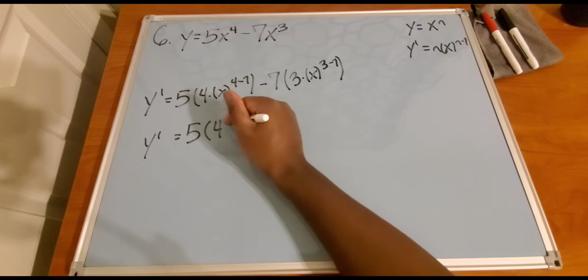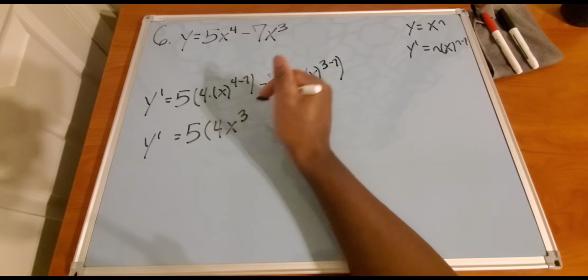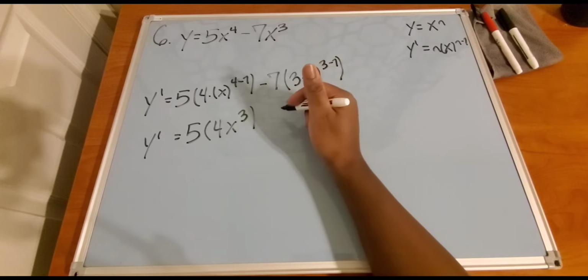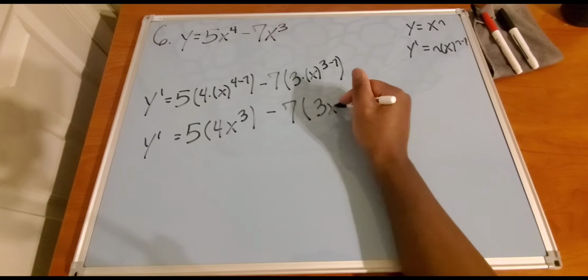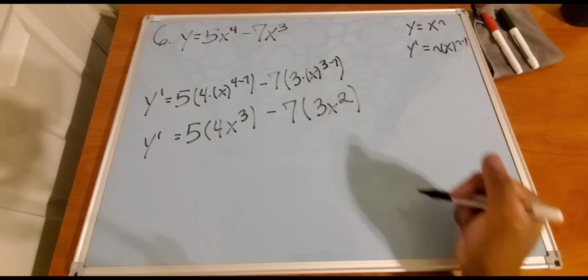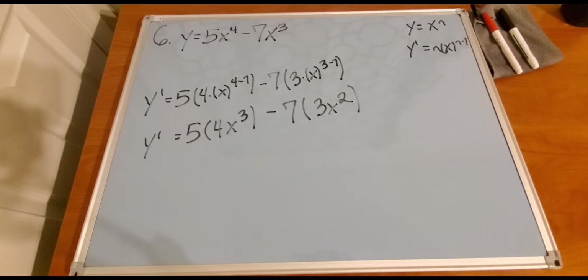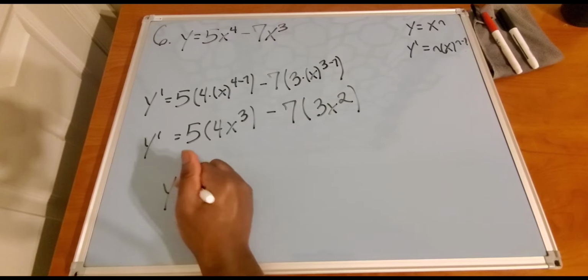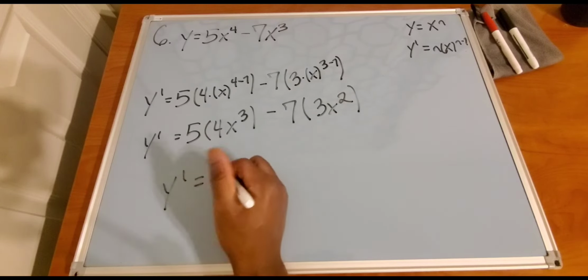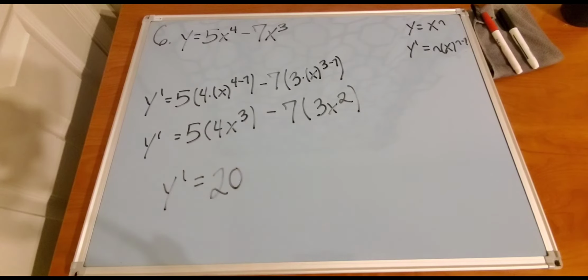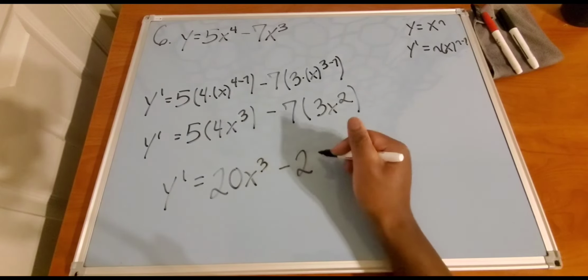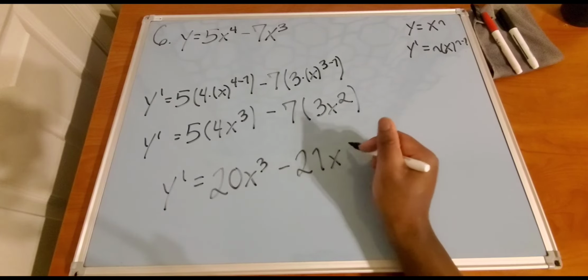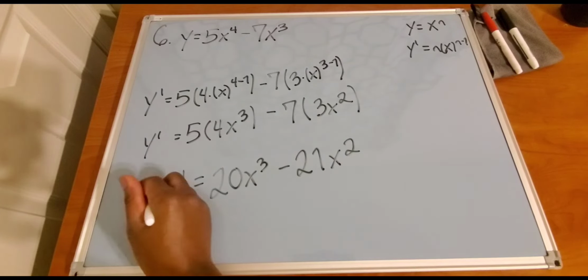Now we can just simplify this down and say y prime is equal to 5 parentheses 4x cubed, close parentheses, minus 7 parentheses 3x squared, close parentheses. And now we can just multiply this out. So we can say that y prime is equal to 20x cubed minus 21x squared.